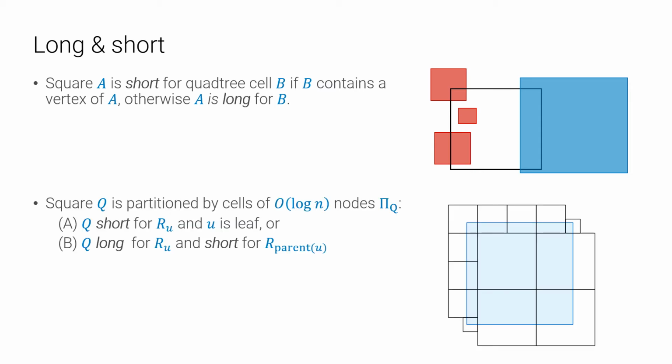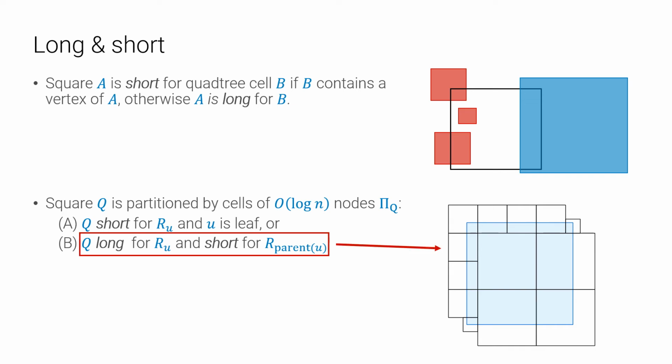With these definitions of long and short squares in hand, we can now state the following. For our square Q to be inserted into this 2D cross-section, it is partitioned by cells of log n nodes of the quadtree, and we'll call these nodes pi q. And the cells of these nodes come in two different types. So the first type is where our square Q is short for the quadricell, and that node is a leaf, or Q is long for the quadricell, but short for the cell at the node's parent.